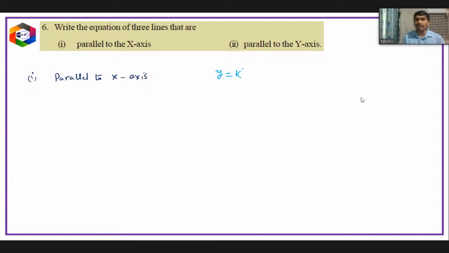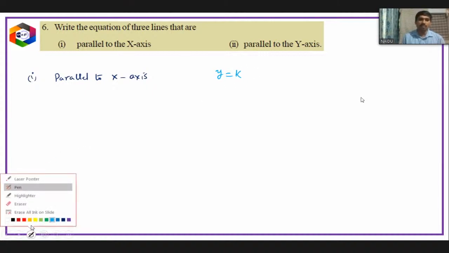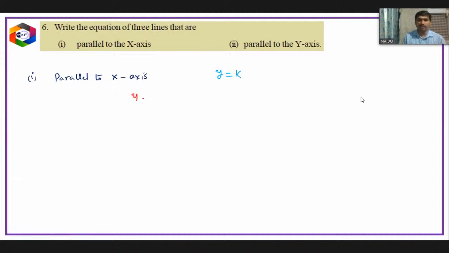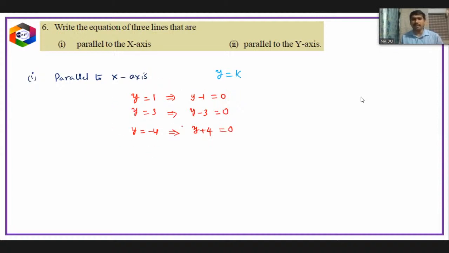That is why that k will be constant and it is fixed. Now you can give different values of y. So for example, y equal to 1 or y equal to 3 or y equal to -4. This y equal to 1 we will write as y minus 1 equals 0, and y equal to 3 will be y minus 3 equal to 0, and y equal to -4 can be written as y plus 4 equals 0. Either we can write like this or like this, anything is same. So since the line is parallel to x-axis, this model we have already discussed. Anyway, I'm going to complete quickly. That is a simple thing only. So here the explanation is not that much needed.